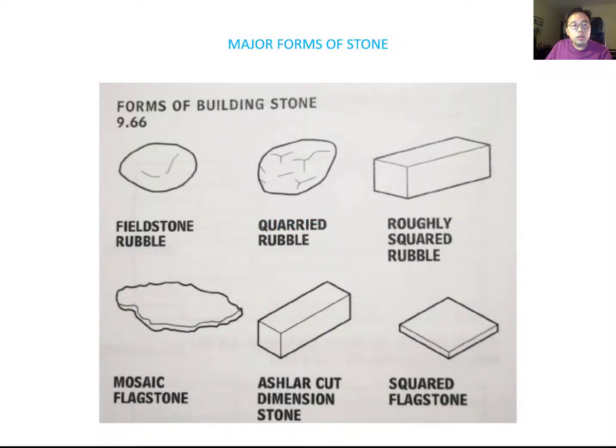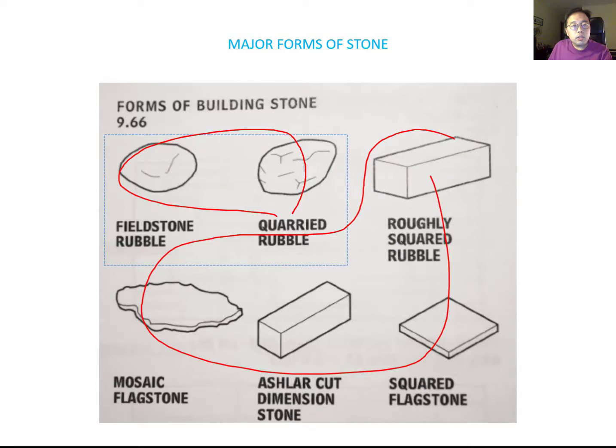Now we talk about the major forms of stone. So we talk more about the natural looking stone or paneling stone types here. So you can find this stone and other stone types. You can see more about fieldstone and quarried rubble. It is more about the natural stone look, and the rubble, squared rubble, mosaic flagstone, and then ashlar cut dimensional stone and square flagstone. It is more about the thin cut panel type.